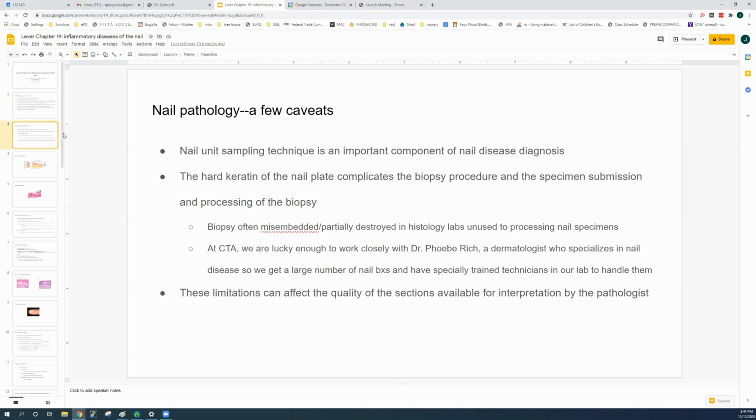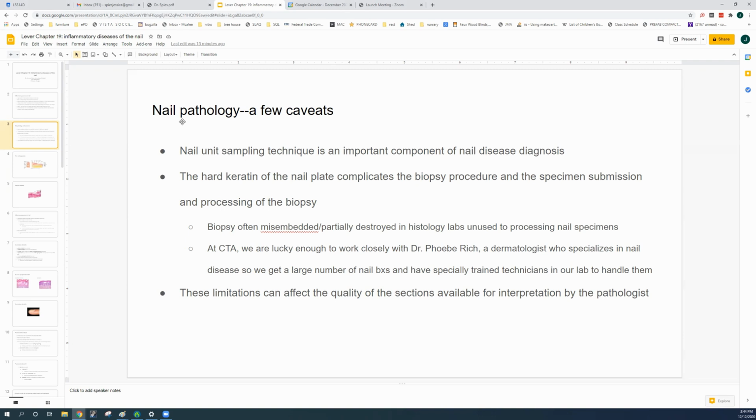So a few caveats about nail pathology. Nail unit sampling technique is an important component of nail disease diagnosis. The hard keratin of the nail plate complicates the biopsy procedure and the specimen submission and processing of the biopsy. Biopsies are often misembedded or partially destroyed in histology labs that are not used to processing nail specimens.